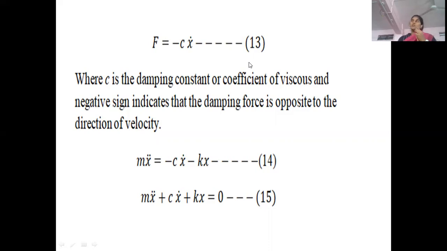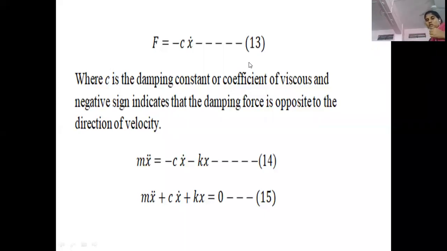So the first force in this second equation, the damped free vibration, is Cx dot, which is the damping force. It is a negative force, indicated by the negative sign. Why is it indicated by the sign?